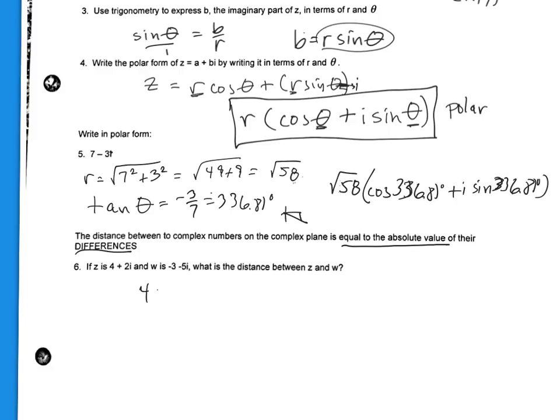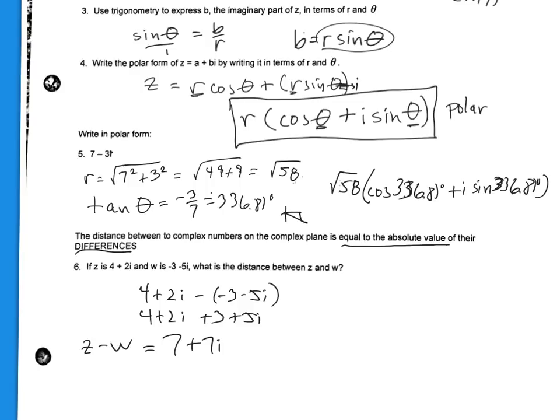So we're going to subtract them first. 4 plus 2i minus negative 3 minus 5i. So 4 plus 2i plus 3 plus 5i. When we subtract these, we combine like terms, and we get 7 plus 7i. That is not the answer. That is just z minus w.